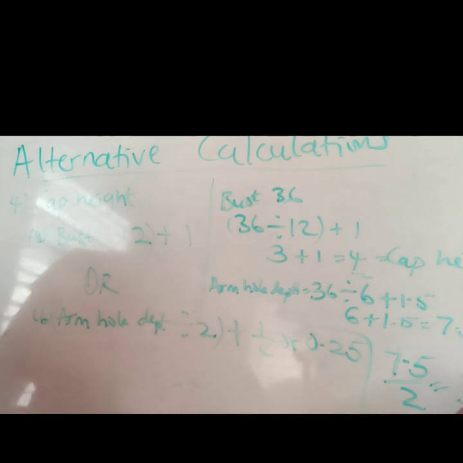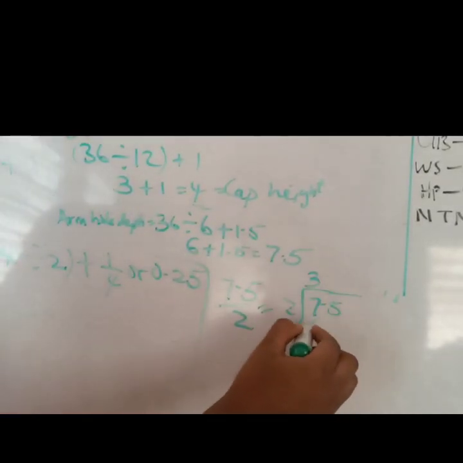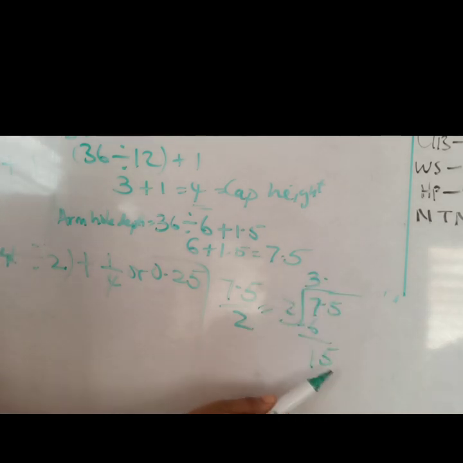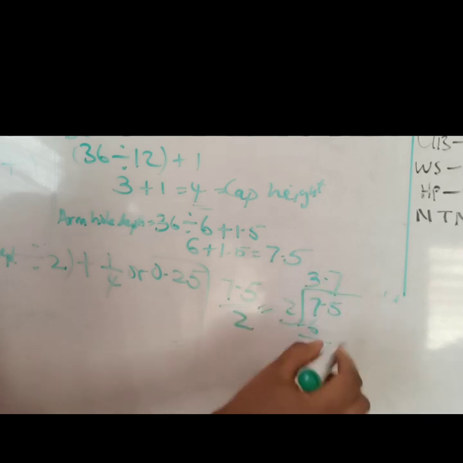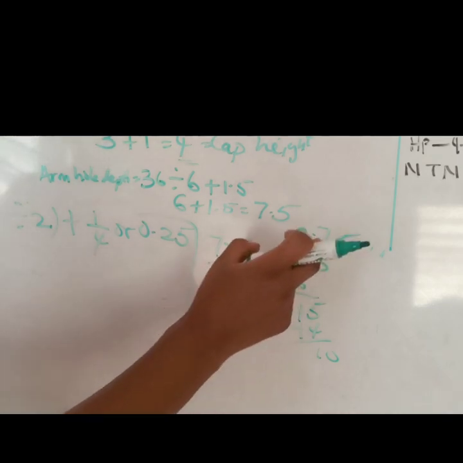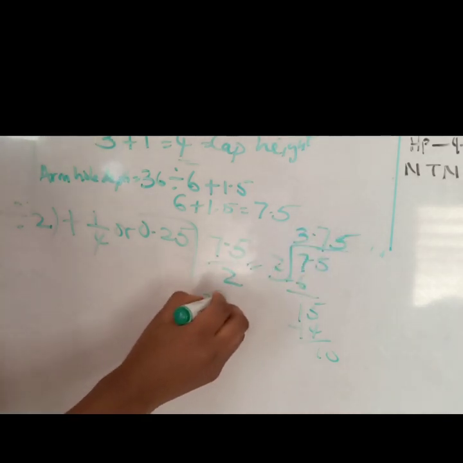2 into 7 is 3. 3 times 2 is 6. 7 minus 6 is 1. Bring down 5. 2 into 15 is 7. 7 times 2, 14. So we have 3.75.